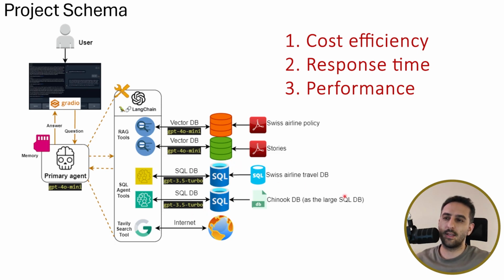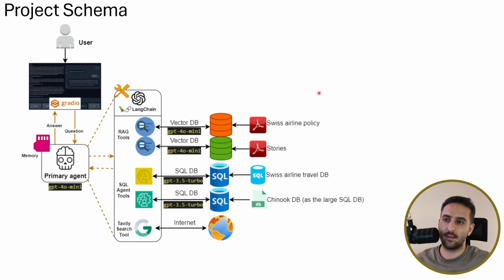For the datasets, I'm going to use 4 datasets. I will use 2 PDF files and convert them to vector databases. One of them is the Swiss airline policy, and the other one is the stories PDF. This is the one that I used in the RAG GPT video as well.